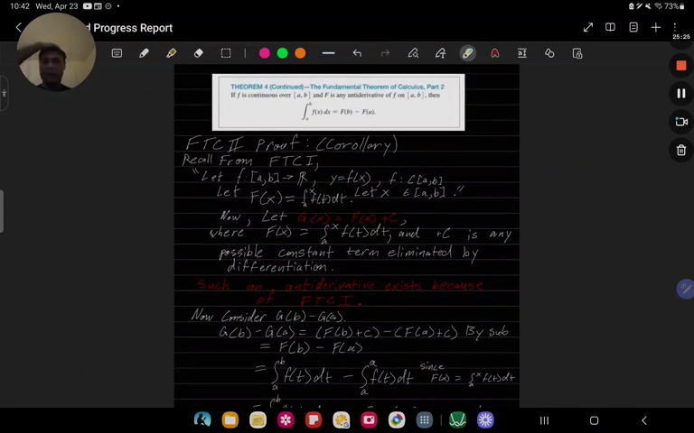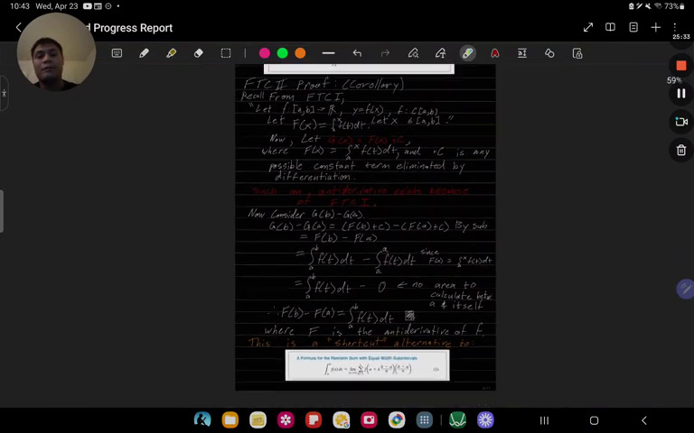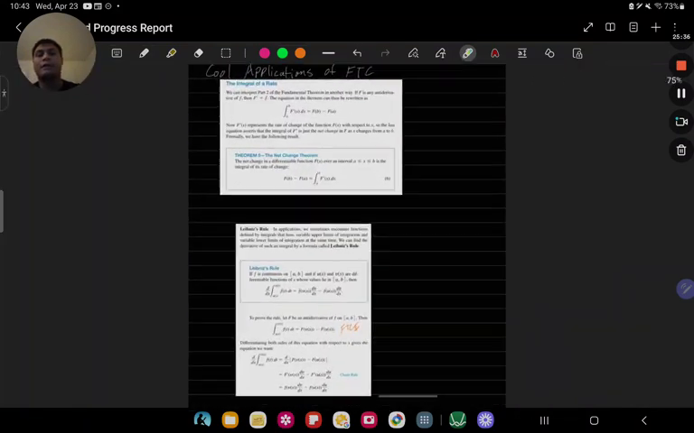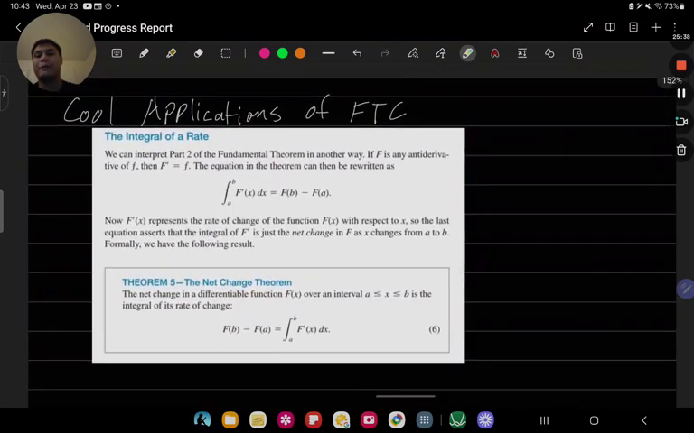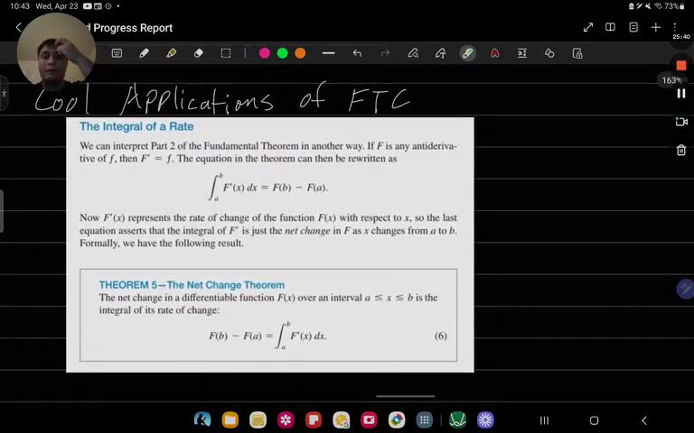Now, there are some other cool corollaries to the fundamental theorem of calculus, parts 1 and 2. Let's take a look at them. So, this is one that's often applied. It's applied in physics, in projectile motion, and in a lot of different ways because of the relationship between acceleration, velocity, and position, displacement.